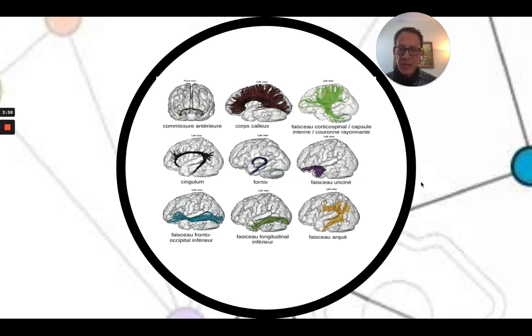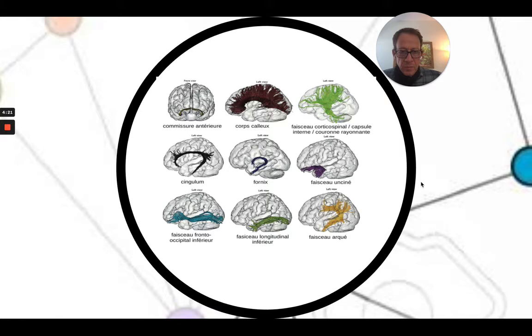The cingulum in the middle left is what we usually talk about as the cingulate gyrus, which overlies the limbic system and by many is considered sort of like the entrance into the limbic system. So that's a very important pathway. The fornix is very critical within the limbic system for memory functioning.